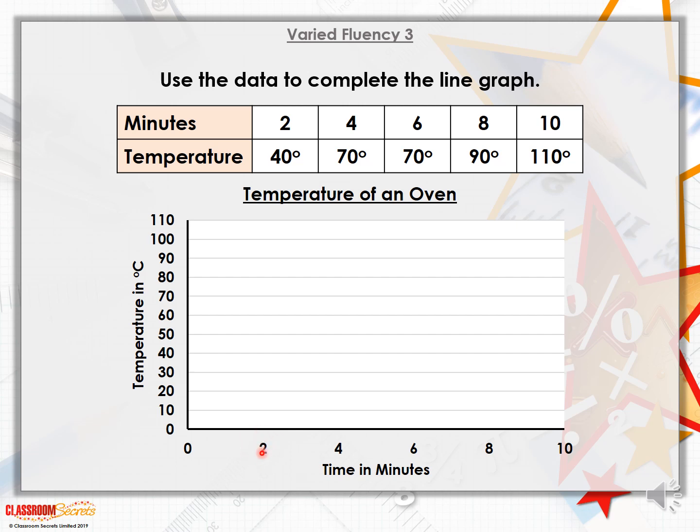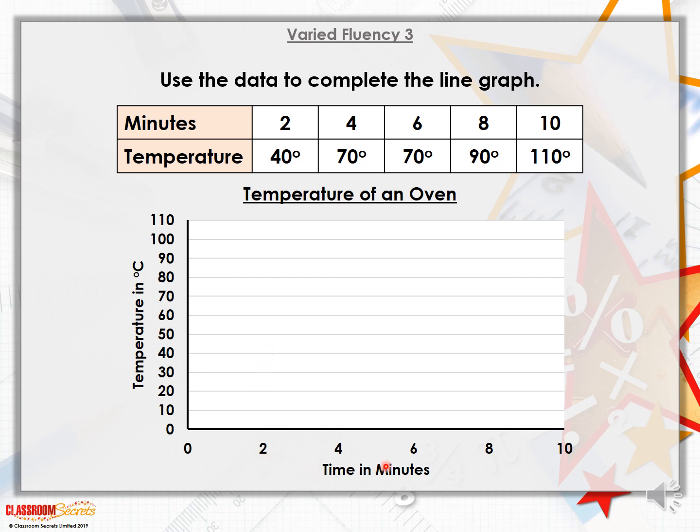Then the first one is time in minutes, it's 2, and it's telling me that the temperature was 40 degrees. So I look at 2, then I go up to about 40 degrees. My first dot would be here. I draw a little dot there, because it's in line with the 2, and then it's 40 on the temperature. So 2 minutes, 40. I draw a little dot there. Not drawing any lines just yet.